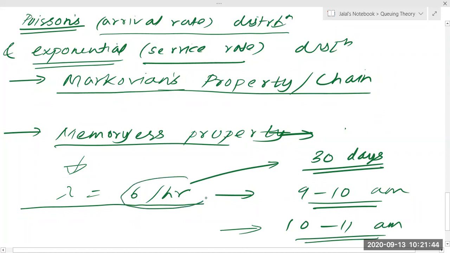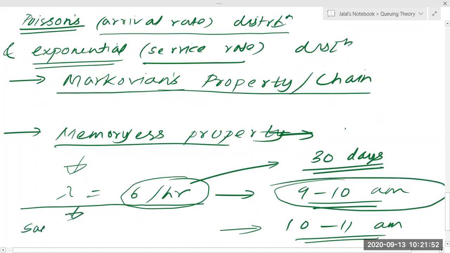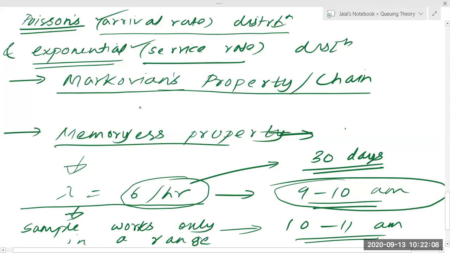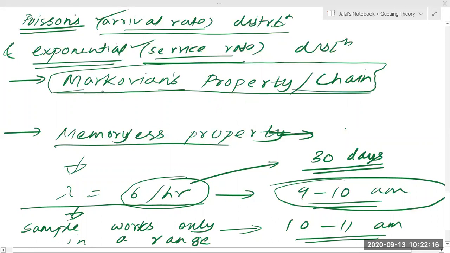This property will not be there throughout the day. This sample works only in a range, as simple as that. Such a kind of property is called memoryless property, and that's why we use Poisson's distribution. Both use the memoryless concept to define arrival rate and service rate, and both were introduced together in a queuing model by Markov. That's why it is called the Markovian property, and both properties are memoryless in nature, remember.